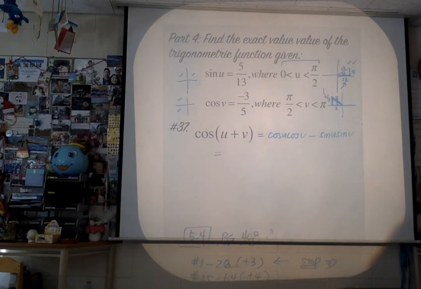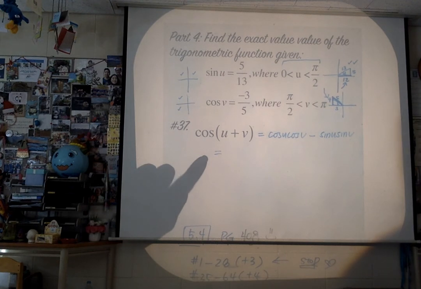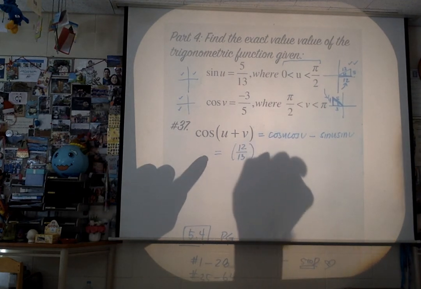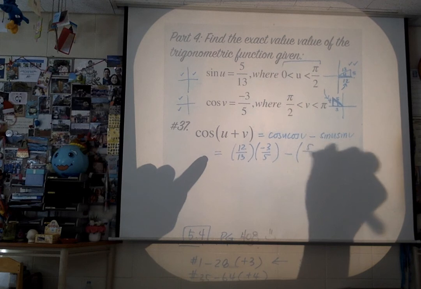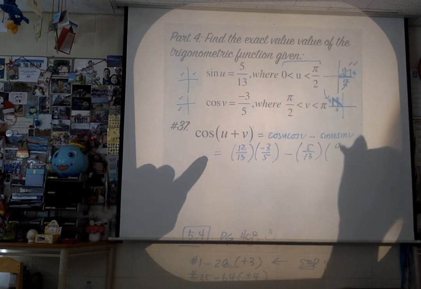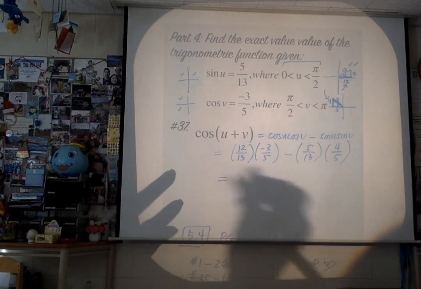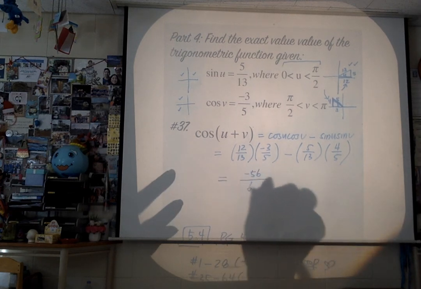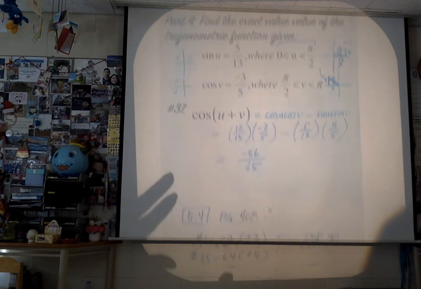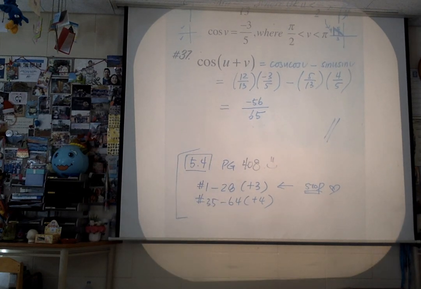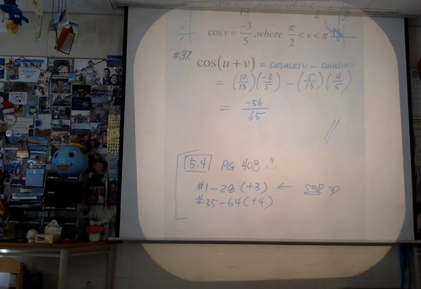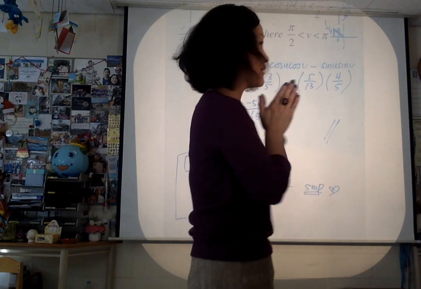So these are the values that you have to calculate before proceeding. So tell me, what's cosine of u? I heard you. You said 12 over 13. What's cosine of v? I heard you. Negative 3 fifths. Minus. What's sine of u? Yep, it's given. 5 over 13. What's sine of v? You're right. It's 4 fifths. Positive. So when you actually calculate that, you get negative 56 over 65. Okay? You guys, what I want you to do is now stop and try this right now. Try this, and don't forget plus 4 and plus 3. Okay? Try that. And look forward to part 5.